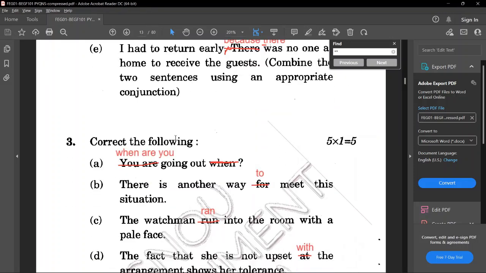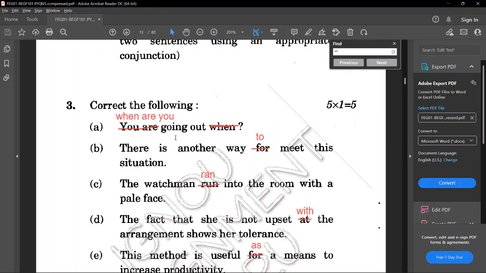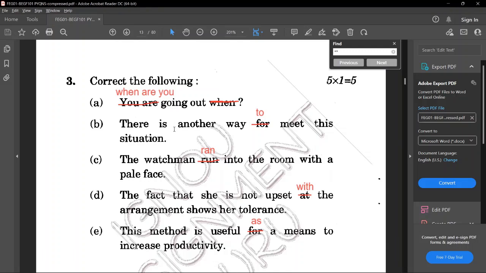Next, correct the following sentences. A. You are going out when. This is not the right order, because whenever there's a question term like the WH words, that are when, what, where, etc., the word will come in the front of the sentence. So it will be, when are you going out? Next up, question B. There is another way for meet this situation. So for meet is again bad grammar. Instead of for meet, it will be to meet.